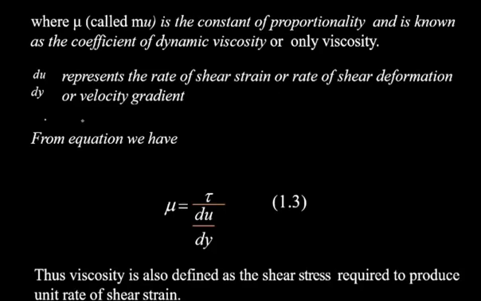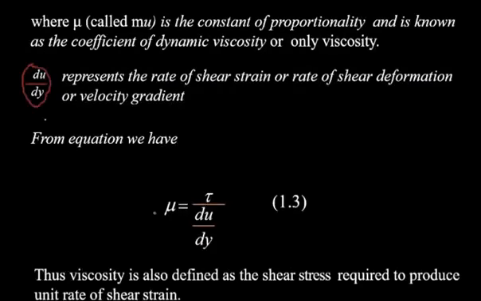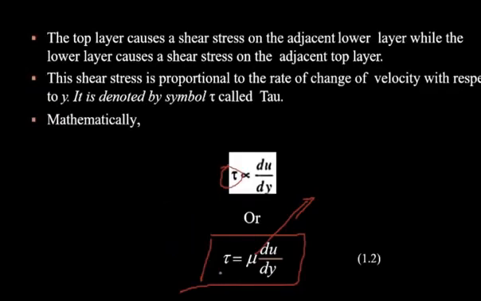Okay, this du by dy term is called the rate of shear strain, or rate of shear deformation, or velocity gradient, because it tells the relation between velocity and also the distance between them. So from this equation we have mu is equal to the shear stress divided by du by dy.